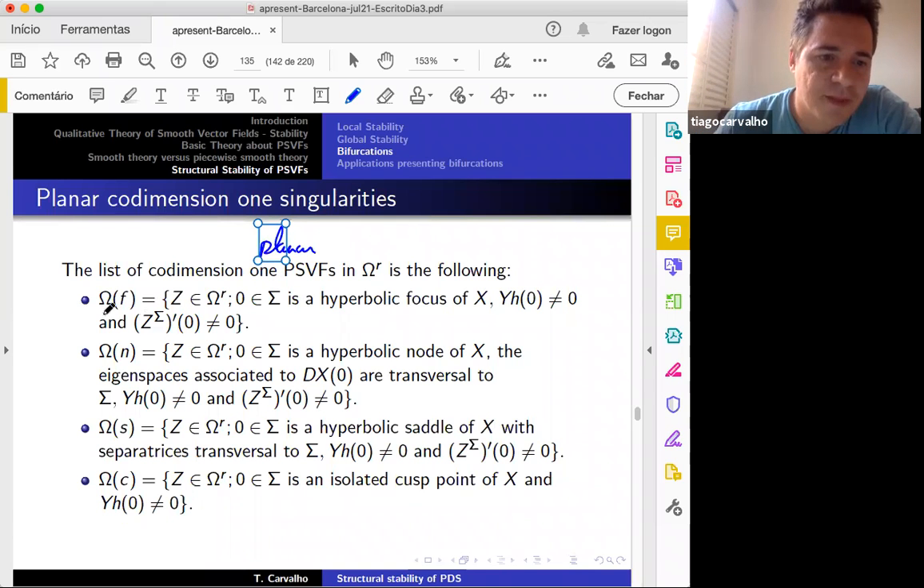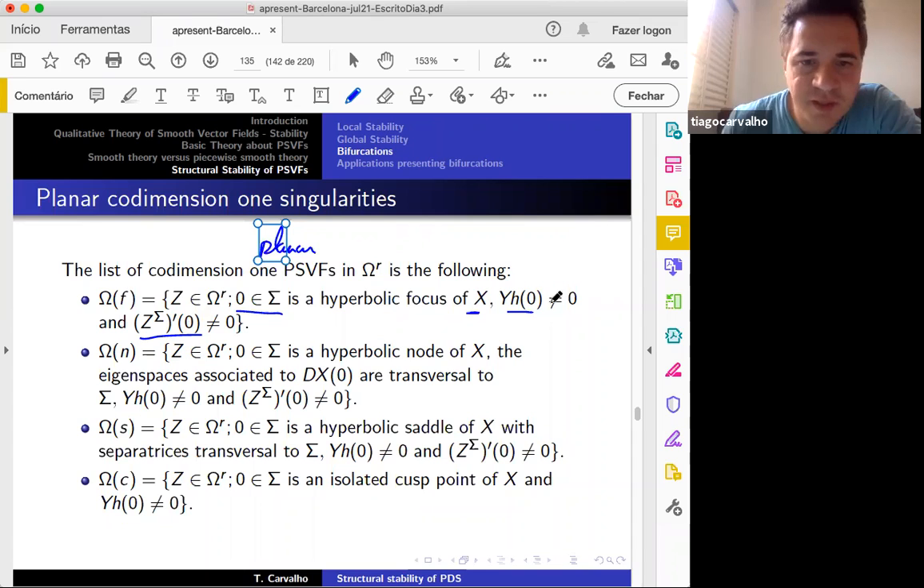They are the following. The set omega f is the set of piecewise smooth vector fields, such that the origin is a hyperbolic focus of x, and the vector field y is transversal to sigma. Moreover, we get here a generic hypothesis about the sliding vector field. Okay, this is necessary.